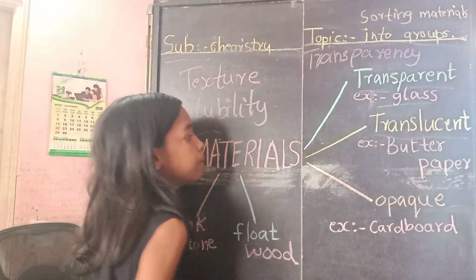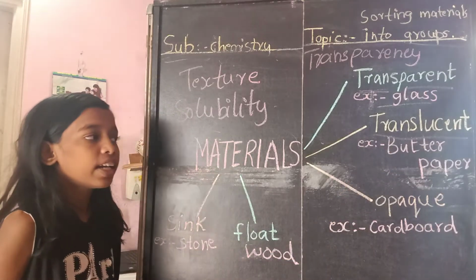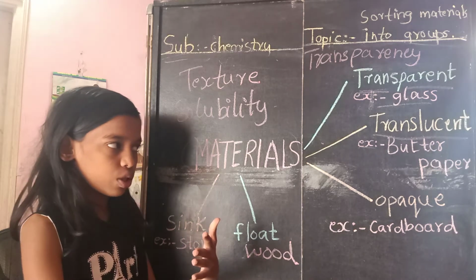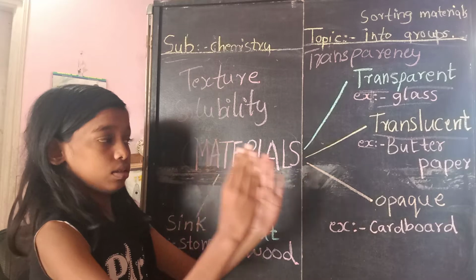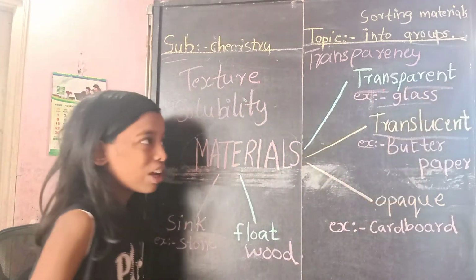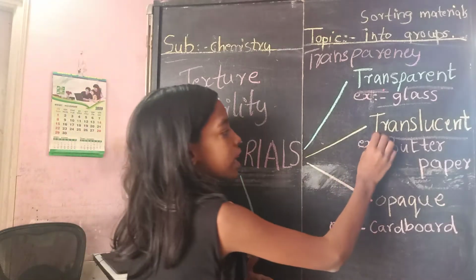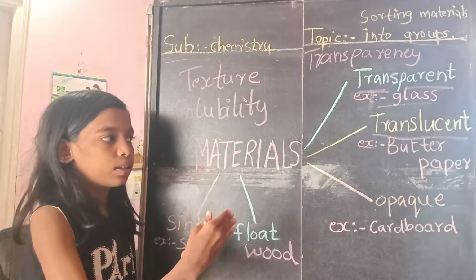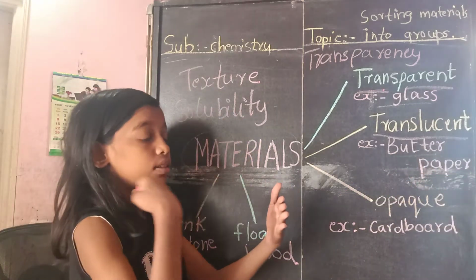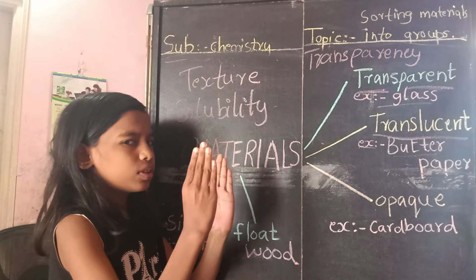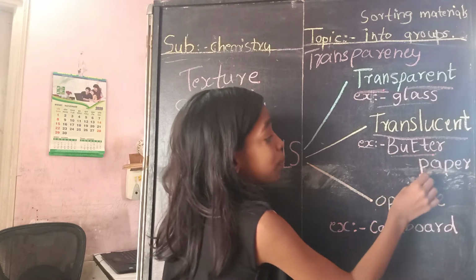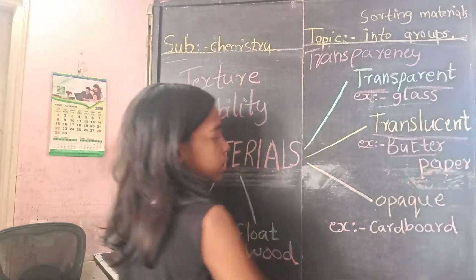Now the second type, which is translucent. Example is butter paper. Translucent is the objects in which partial light can pass through. We cannot see clearly through it. Like for transparent, we can see clearly through it because all light can pass through. But for translucent, only partial light can pass. Like butter paper. If you take butter paper and see, you cannot see clearly through it. So, the one in which only partial light can pass through is translucent.